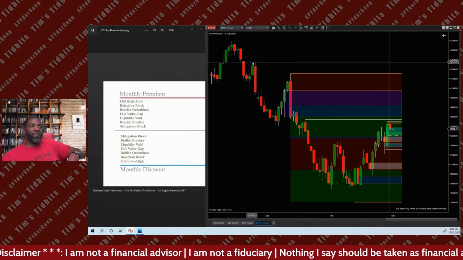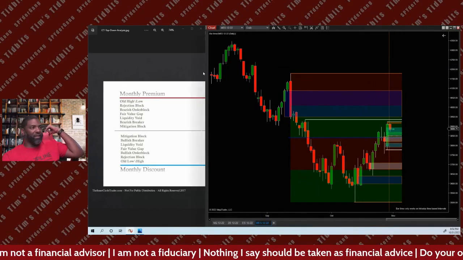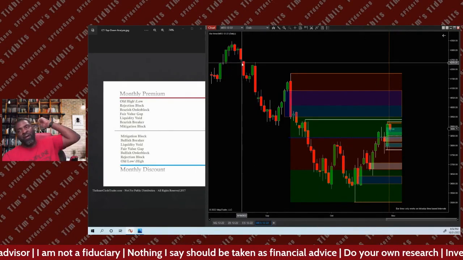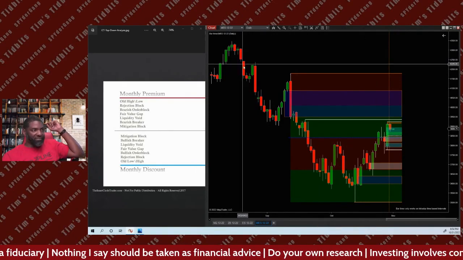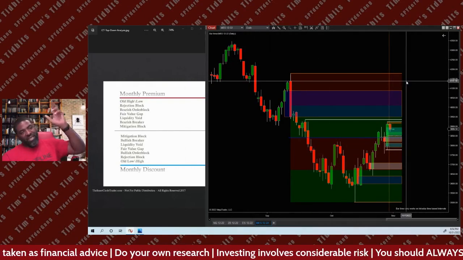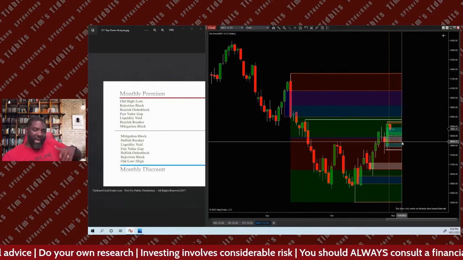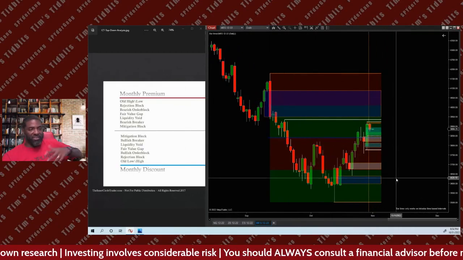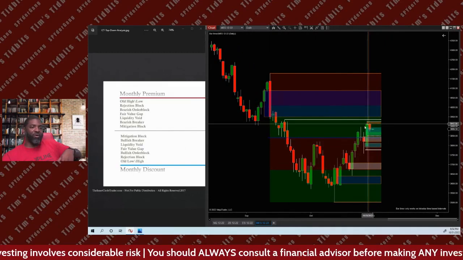It can be, if we hit this high, I'm out of there. If we hit this volume gap, I'm out of there. If we fill this fair value gap, I'm out of there. You know what I'm saying? You're going to have your entry and your exit on everything. And then the reverse is the same if you want to go long. I ain't going through the longs.